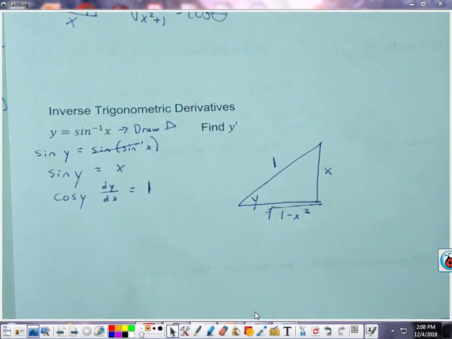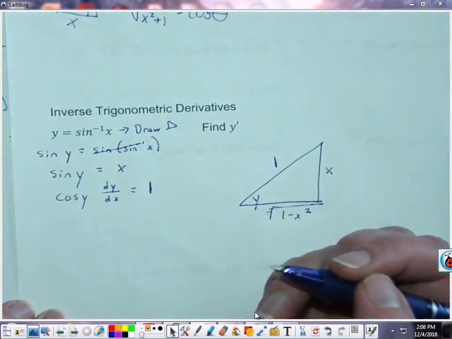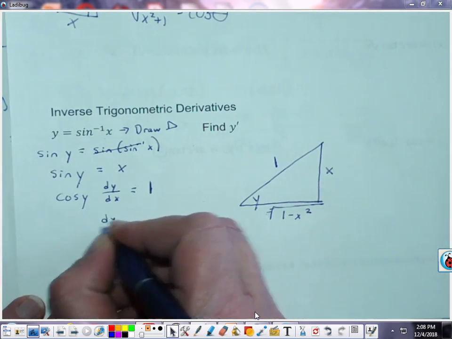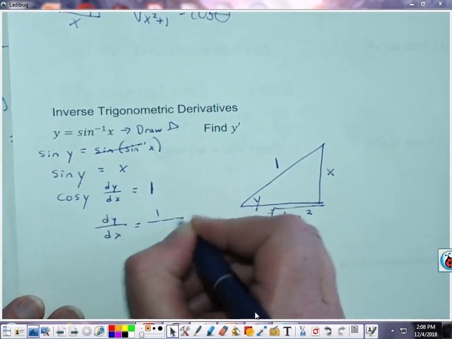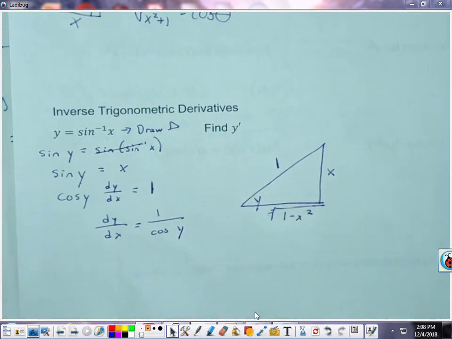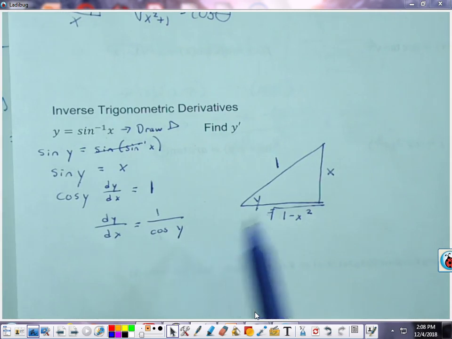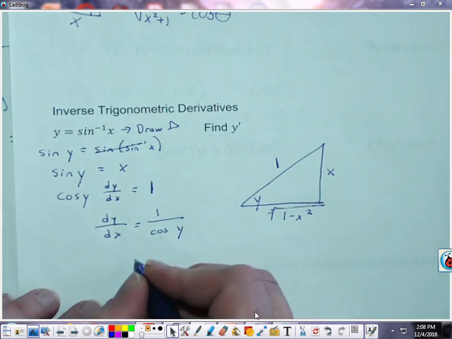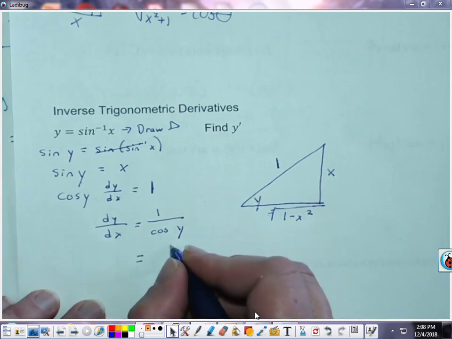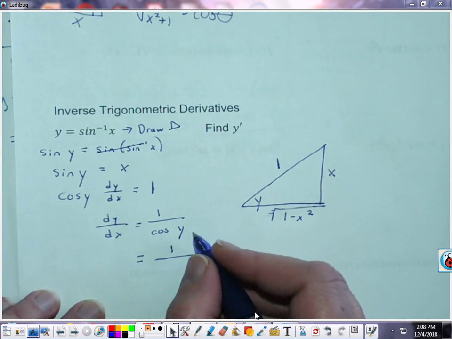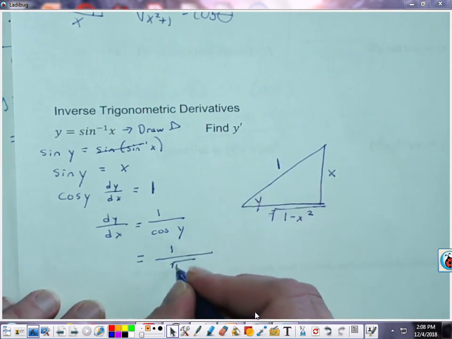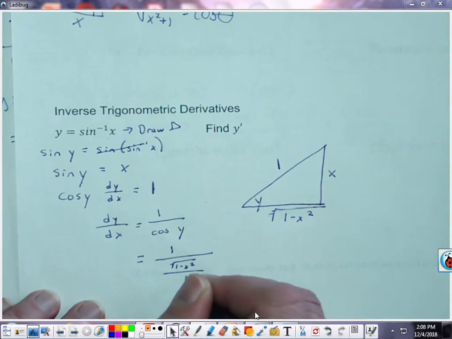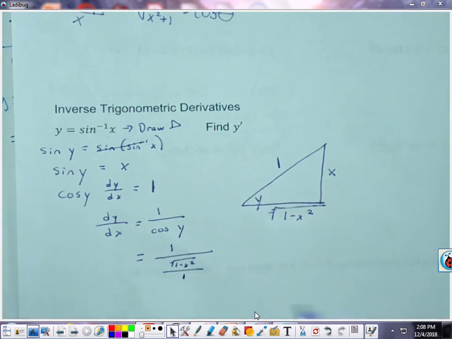Now I'm trying to find dy/dx, so I'm going to solve for dy/dx. What do I need to do to both sides? Okay, so I've got it, but I can actually figure out what the cosine of y is, because there's y. Cosine is adjacent over hypotenuse, so it would be the square root of 1 minus x squared. That is a lot more ugly.